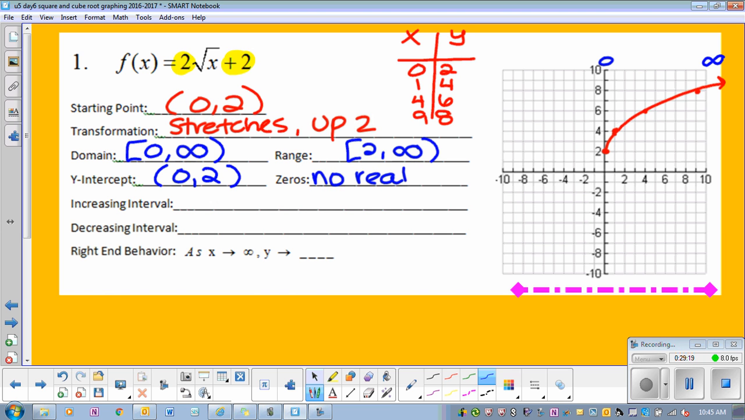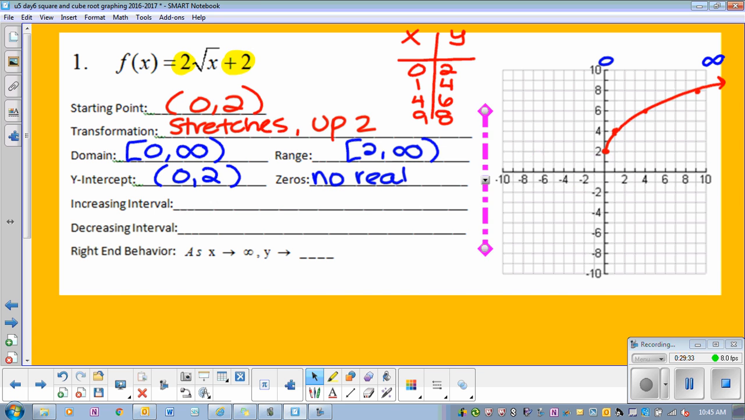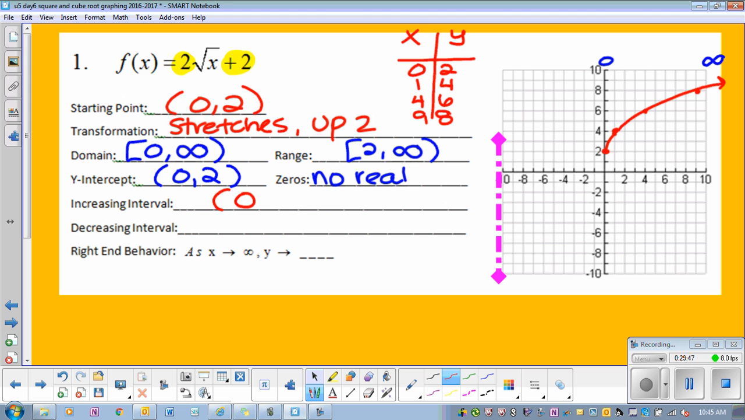Is it increasing or is it decreasing? Increasing. From where to where? From 2 to infinity. Good. Careful. From 0 to infinity, not 2. Because if you say 2, you're saying the graph is starting here. Remember, because it's the x's. So it's from 0 to infinity. And remember, it's going to be the same as your domain. So it's increasing from 0 to infinity.